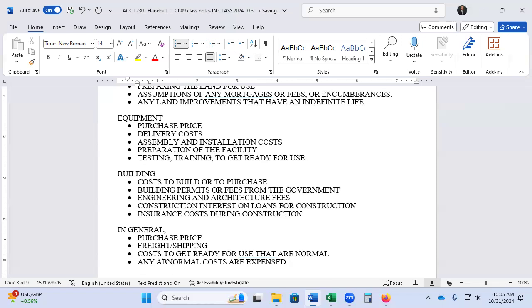So after you get done with the building, in general, what is capitalized is the purchase price, freight and shipping costs to get ready for use that are normal, and any abnormal costs are expensed. So if you make a mistake, if there's some damage on it that needs repairs, those get expensed. Those are not part of the purchase price.